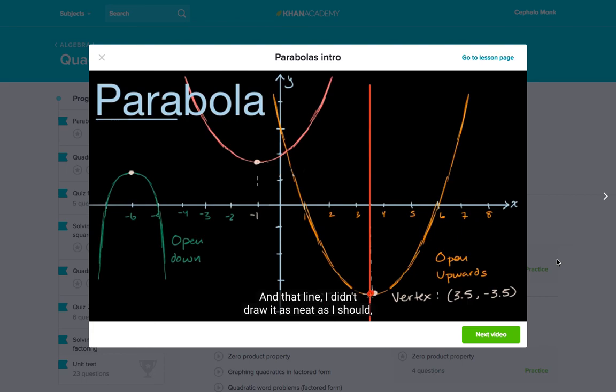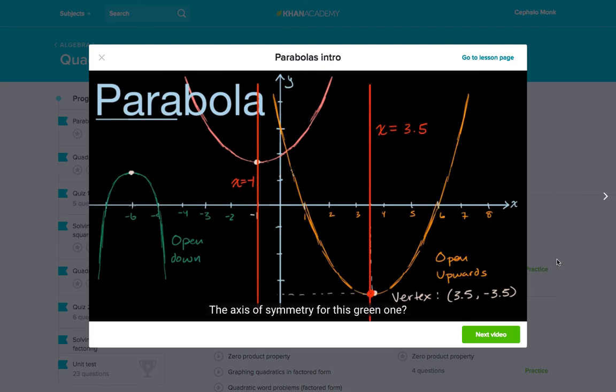That line, I didn't draw it as neat as I should, should go directly through the vertex. So to describe that line, you'd say that line is x is equal to 3.5. Similarly, the axis of symmetry for this pink parabola should go through the line x equals -1. It goes through the vertex, and if you were to fold the parabola over it, it would meet itself.